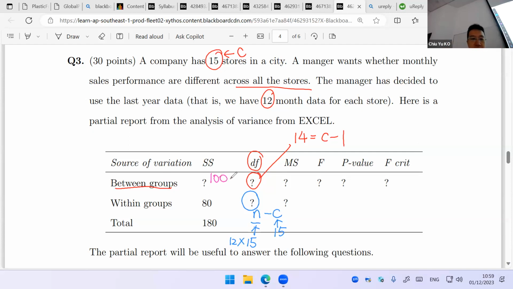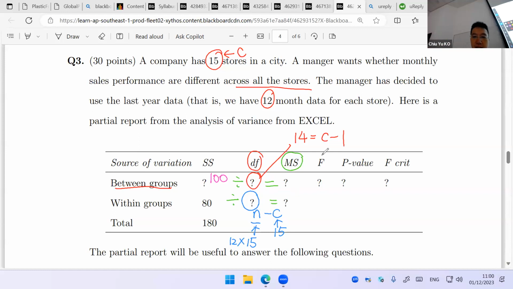Question C is asking you for the green column, which you can do in 1 second, because this divided by this is that, and this divided by this is that. Then you're done. The MS is just the SS over the DF. You can do it in no time. Is that clear?